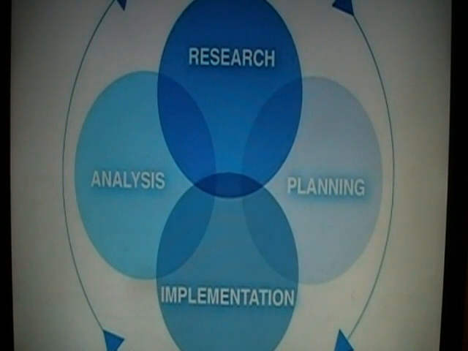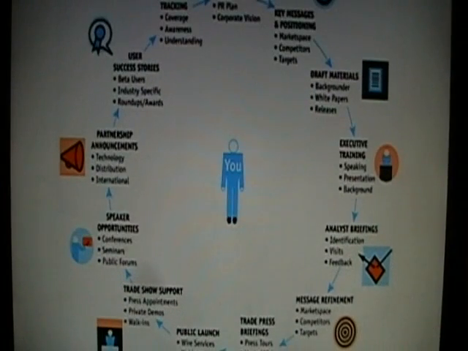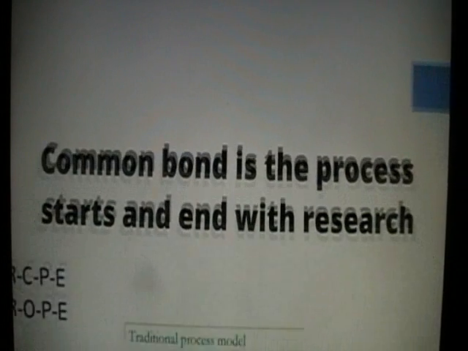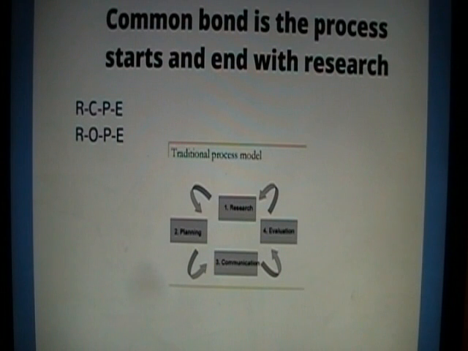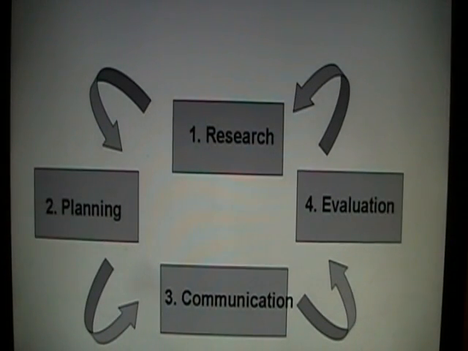Others break it into four component parts of research, planning, implementation, and analysis. And some put processes that are quite complicated to understand. The common bond between all of these explanations of the public relations process is that it starts and ends with research. You may have learned the public relations process as RCPE or ROPE as an acronym because the traditional public relations process has step 1, research, step 2, planning, step 3, communication, and step 4, evaluation.